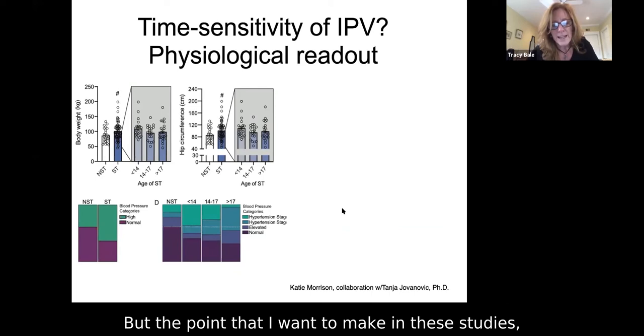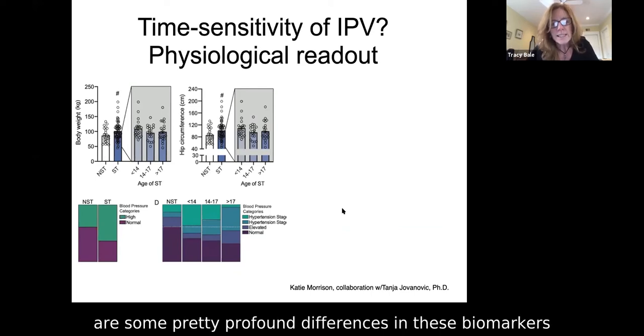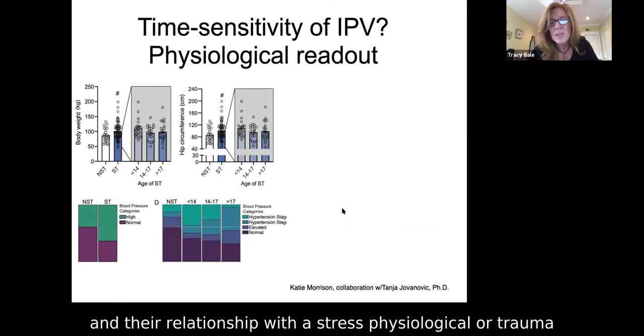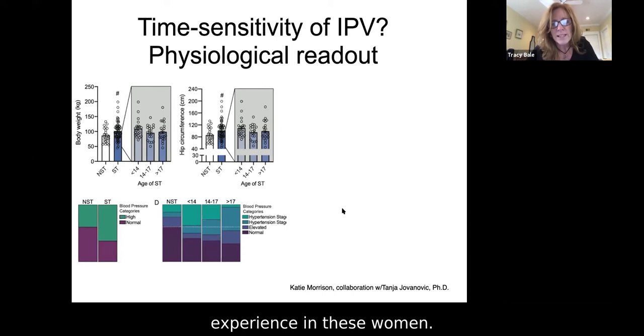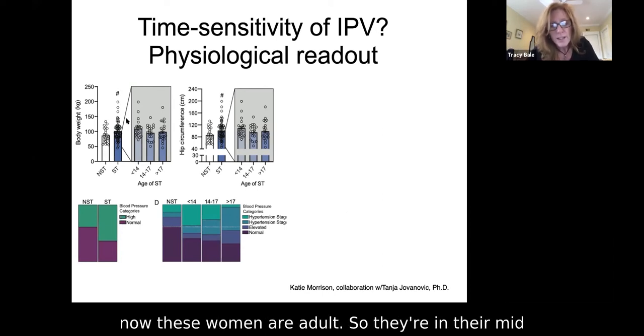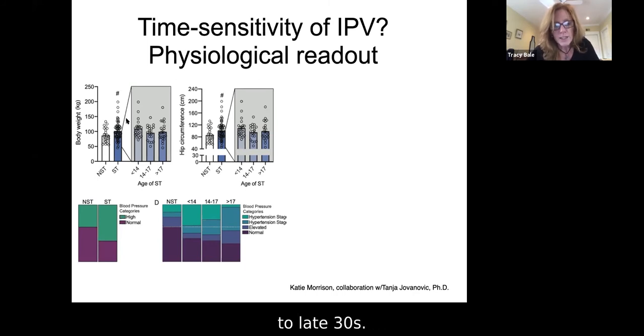I'm not going to go through all of the data with you, but the point that I want to make in these studies is that we're starting to see some pretty profound differences in these biomarkers and their relationship with the stress, physiological, or trauma experience in these women. So first, these women are adults, in their mid to late 30s.